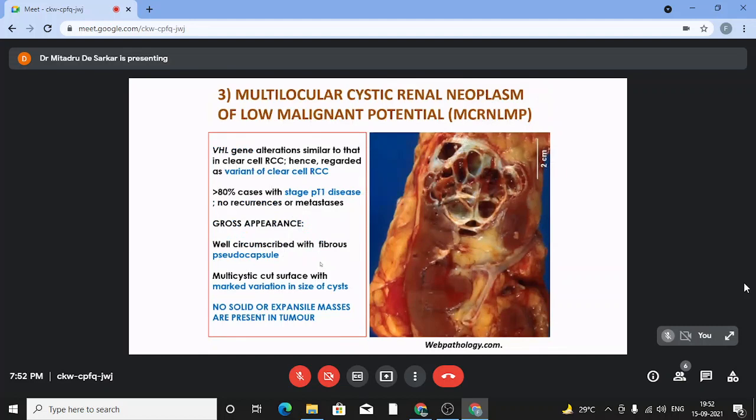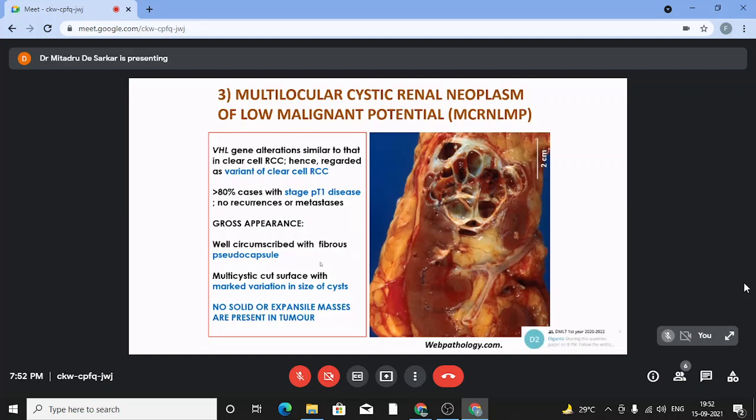Now coming on to this interesting entity, multilocular cystic renal neoplasm of low malignant potential, in short MCRNLMP. This belongs to the family of clear cell RCC, like I've said. The VHL gene alterations can also be seen in this particular family of tumors. The most important thing is that this lesion has to be completely cystic. You should not be getting any solid component whatsoever, because if you get a solid component, usually appreciable at the time of grossing, it does not come into this entity, it will go into the predominantly cystic category, which is something separate.